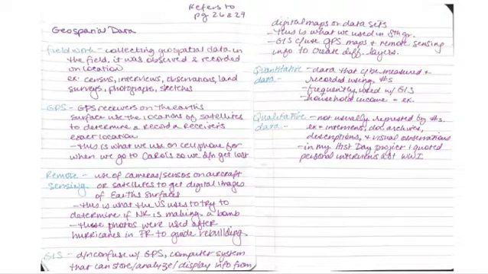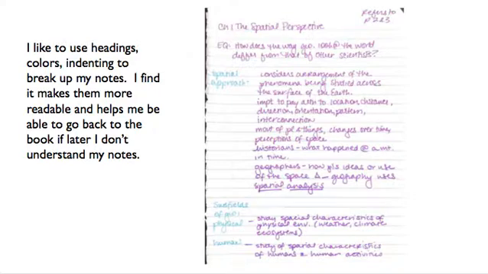Otherwise these terms are just going to fly out of your brain and they're not going to stick. And that's important. I like to use headings, colors, indenting. I also put little markers when I'm getting to a new point. These things help make my notes more readable. I also like to put headings for different sections so that later, if I'm going back to read my notes, I can find what I need.